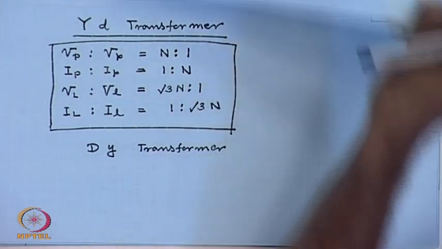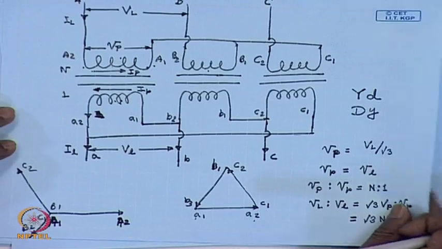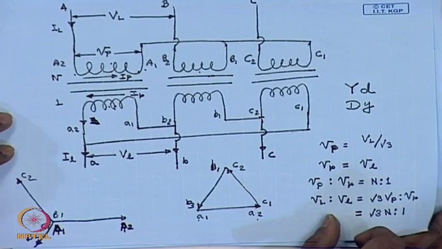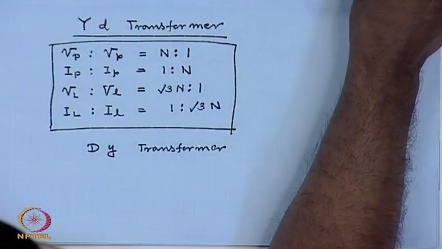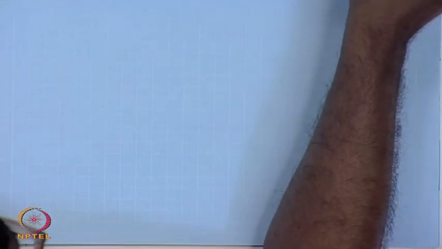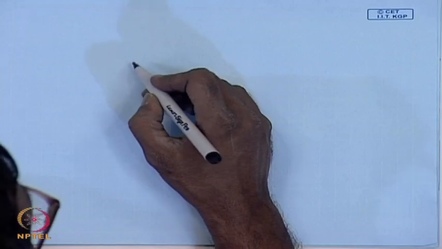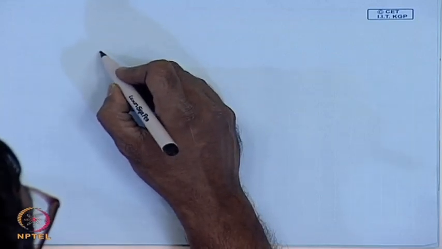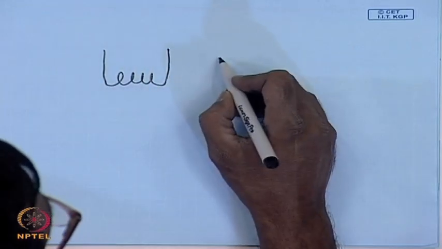Although star star, delta delta, star delta or delta star are common connections for 3 phase transformers, there is another interesting connection for 3 phase transformer. This is called the zigzag connection. For zigzag connection, one of the sides, this is, let us say, the high voltage side of the transformer.